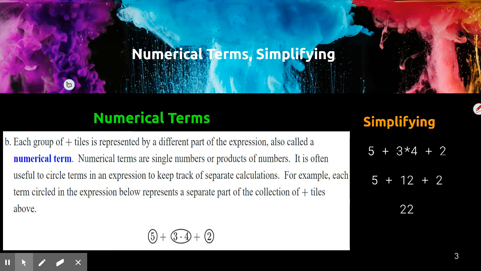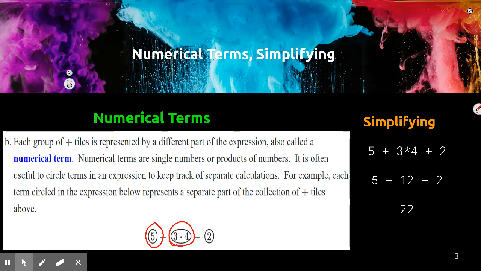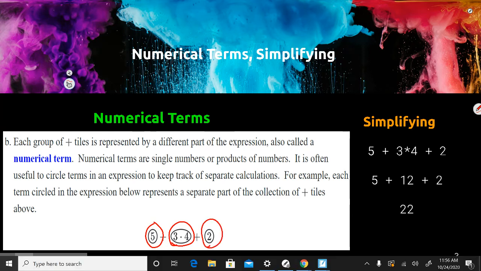All right, and so let's take a look at what it's saying here. It says here we have 5, that's standing alone. 3 times 4, that doesn't stand alone. We have to do an operation here. So that would be a numerical term. And then finally 2 stands alone. So those would be our 3 numerical terms.